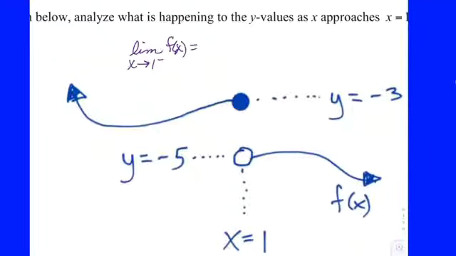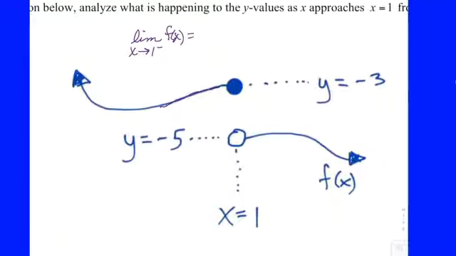Now we go ahead and jump on the graph to the left of 1, and we start heading back towards 1, and we are obviously approaching the y value of the closed dot, which is at what? Negative 3, okay, so pretty easy there.